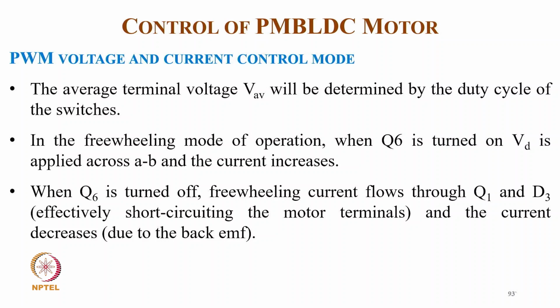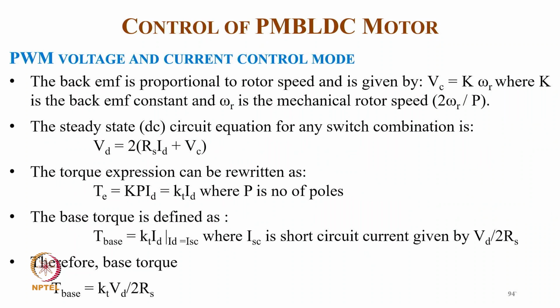So the average terminal voltage VAB is determined by the duty cycle of the switches. In the freewheeling mode of operation, where Q6 is turned on, Vd is applied across AB and the current increases. When Q6 is turned off, the freewheeling current flows through Q1 and D3, effectively short circuiting the motor terminals, and that is freewheeling, and the current decreases due to the back EMF.